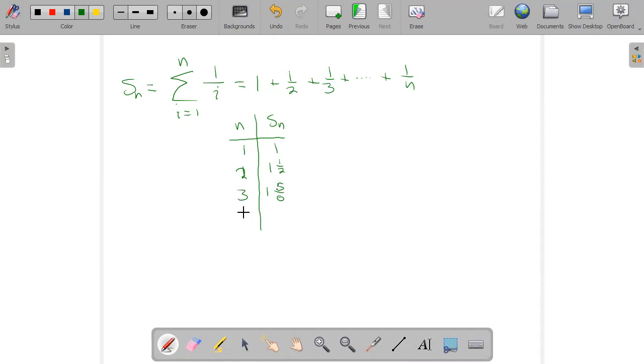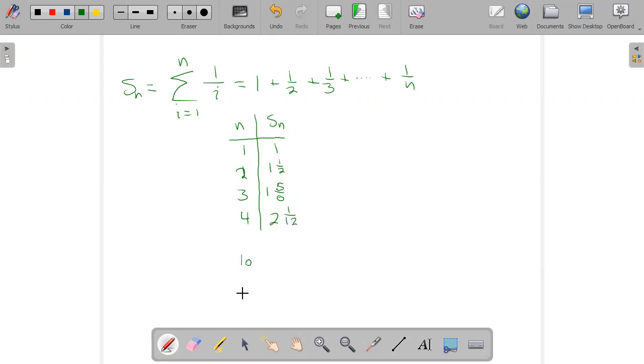The fourth one, if I add a fourth to that, let's see, the common denominator would be 12ths. So that would be 3 12ths plus 10 12ths, 13 12ths. So that would be 2 and 1/12, I think.